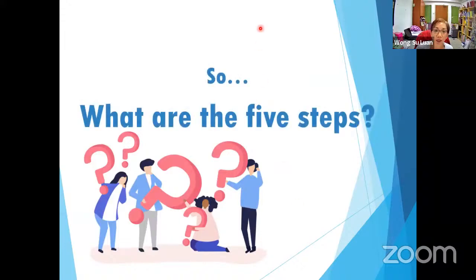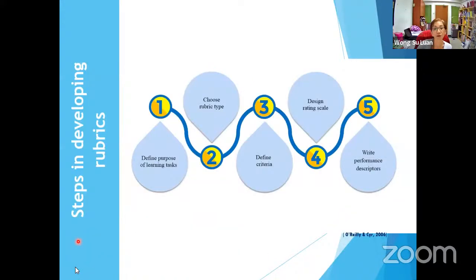What are the 5 steps? First of all, define the purpose of your learning tasks. 2, choose rubric type. 3, define criteria. 4, design rating scale. And 5, write performance descriptors.